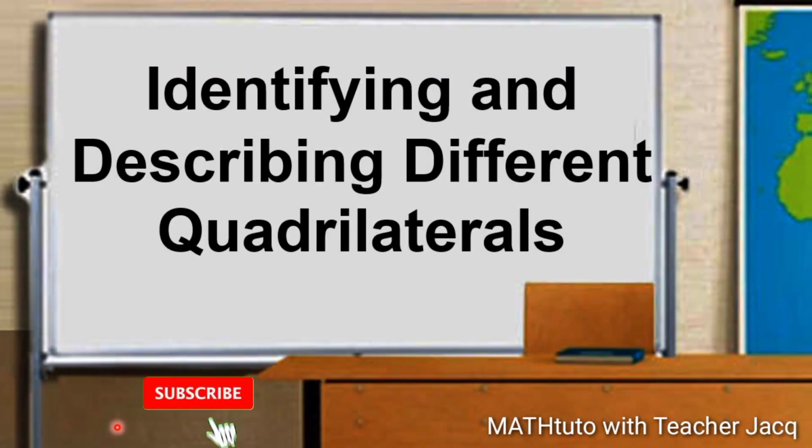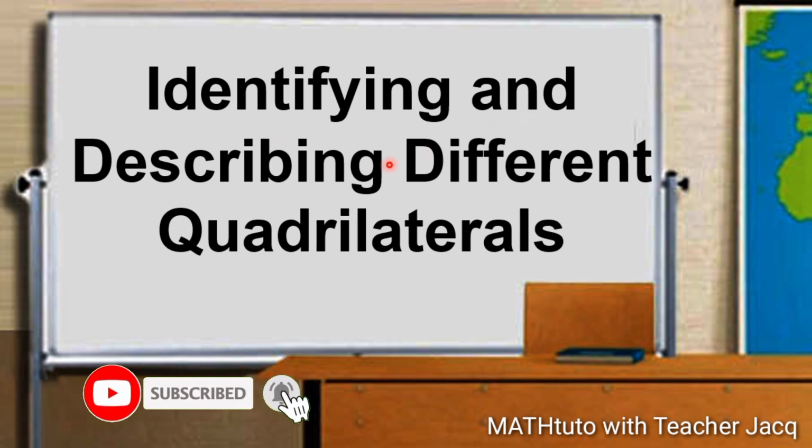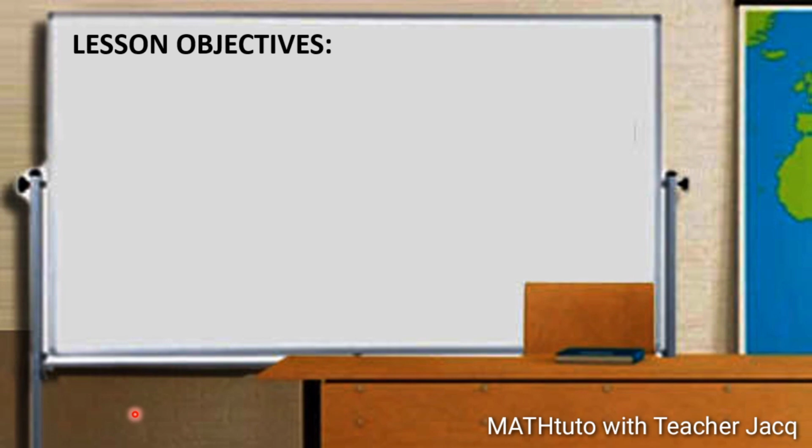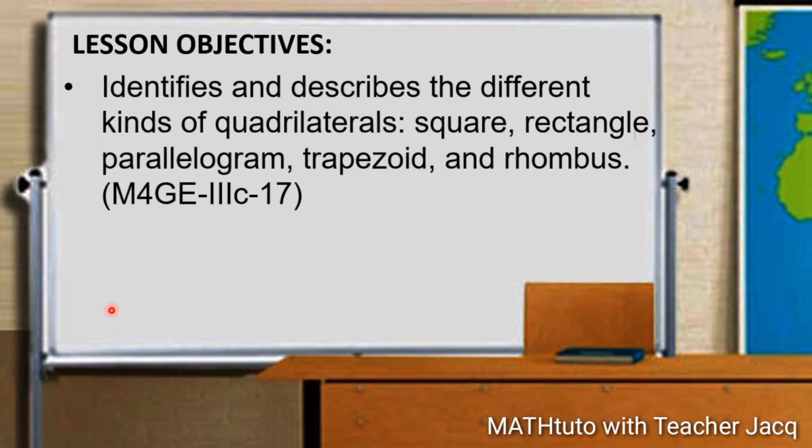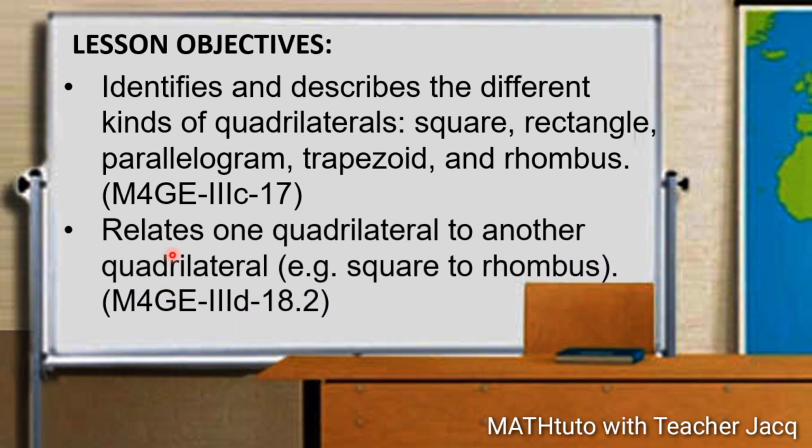For today, I'll be discussing identifying and describing different quadrilaterals. Our lesson objectives: at the end of this lesson, you are expected to identify and describe the different kinds of quadrilaterals such as square, rectangle, parallelogram, trapezoid, and rhombus. And the other one is to relate one quadrilateral to another quadrilateral. Example, square to rhombus.